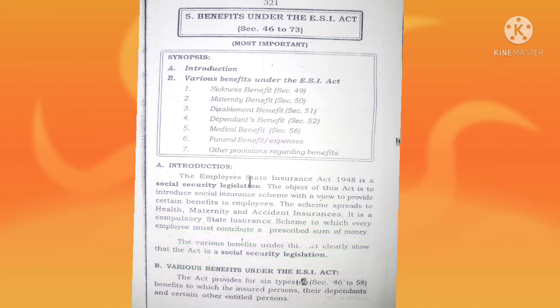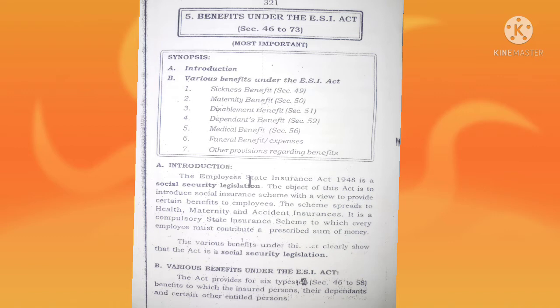The first introduction. The Employee State Insurance Act 1948 is a social security legislation. The objective of this Act is to introduce a social insurance scheme with a view to provide certain benefits to employees. The scheme spreads to health, maternity, and accident insurances. It is a compulsory state insurance scheme to which every employee must contribute a prescribed sum of money.